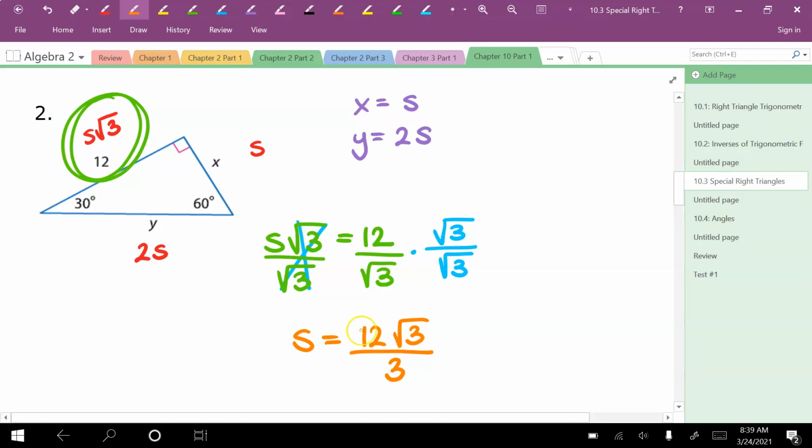Can I reduce the 12 and the 3 on the bottom? Yeah, what would it reduce to? Good, 4 square root of 3. So that's my s value. Coming back up here, where I had to find x and y, we said that x was equal to the s value, so x is equal to that 4 square root of 3.